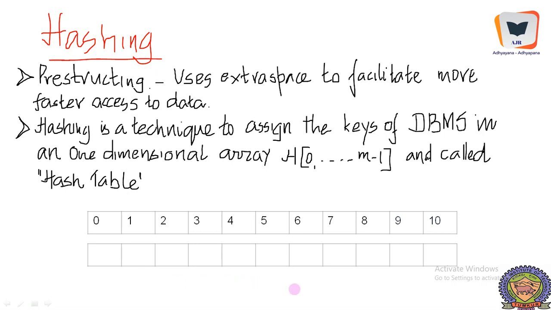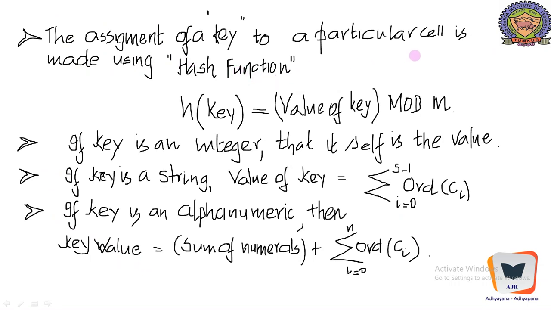This is called a hash table, as I told earlier, and the allocation to each and every cell is made by means of a function called the hash function. The assignment of a key to a particular cell is made using the hash function. The hash function looks something like this: the hash value, or cell number, for a particular key is equal to the value of the key mod m, where m is the number of cells. If the key is an integer, that itself is the value, and modulo division is done, and we obtain the cell number.